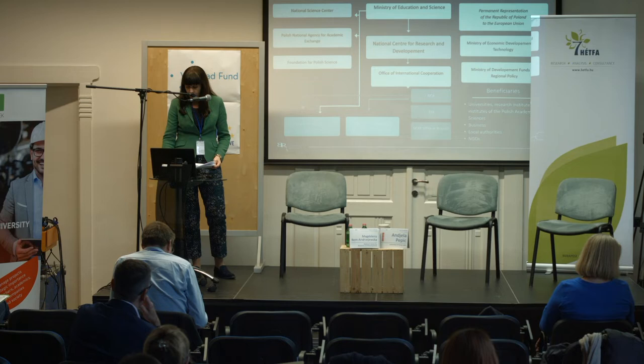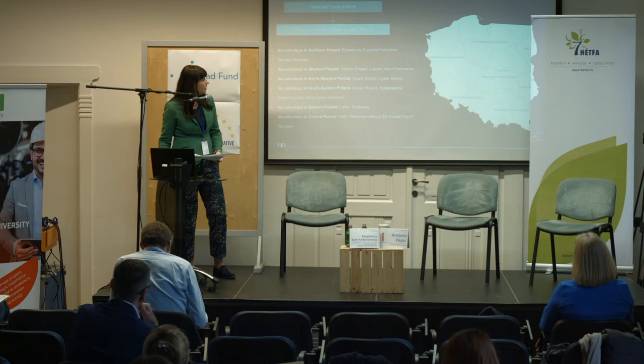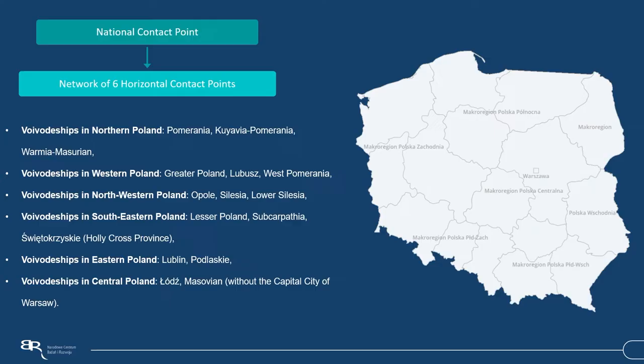Here is a map. You can see six so-called macro regions. Fortunately, the map is in Polish, but I think you can roughly guess the logic of this division.